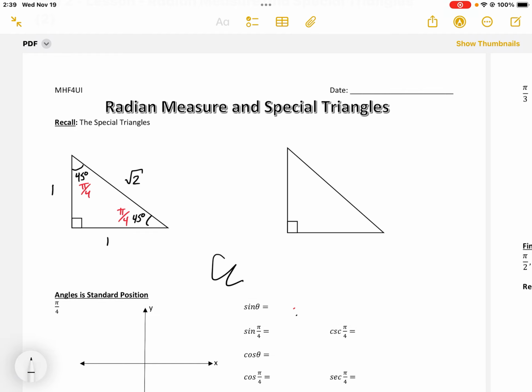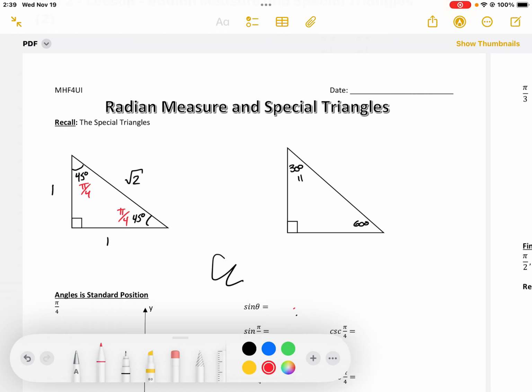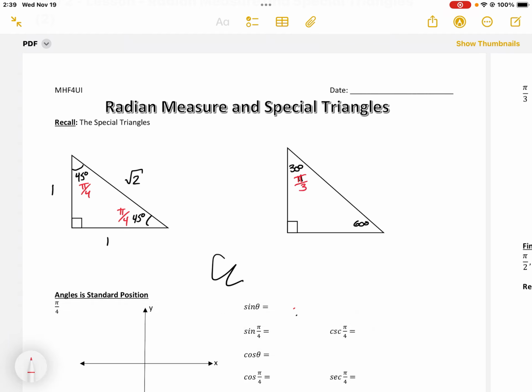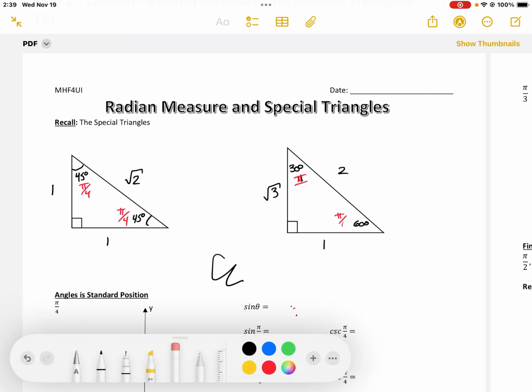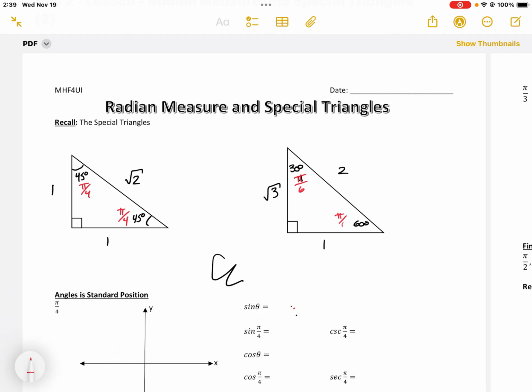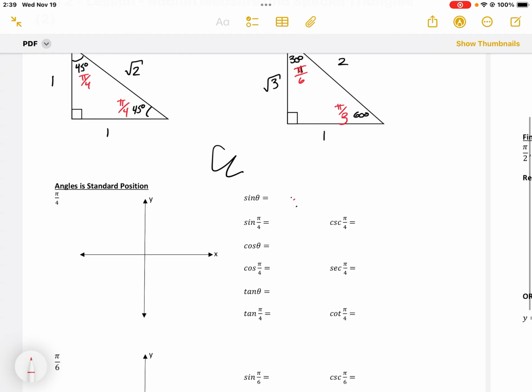Similarly, we had a 30, 60, 90 triangle. Now in radians, we have a pi over 3, pi over 6, and then pi over 2 triangle. And the ratios of our side lengths are 1, root 3, and 2. And then 30 degrees is the same as pi over 6, and 60 degrees is the same as pi over 3. So we're just going to draw out some diagrams for those angles so that we can visualize where they are.